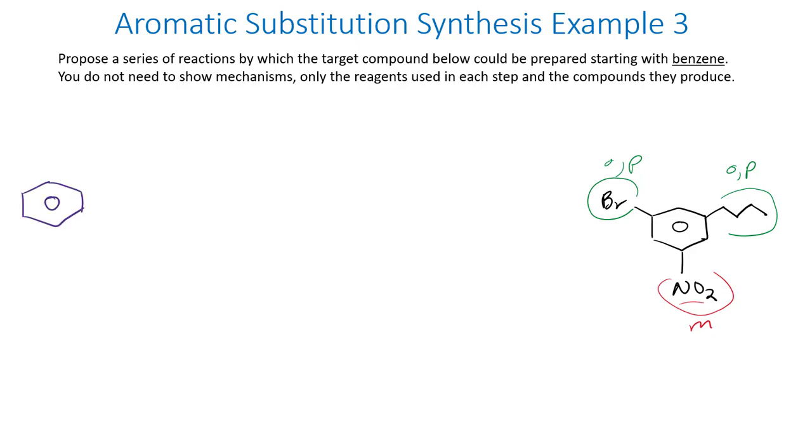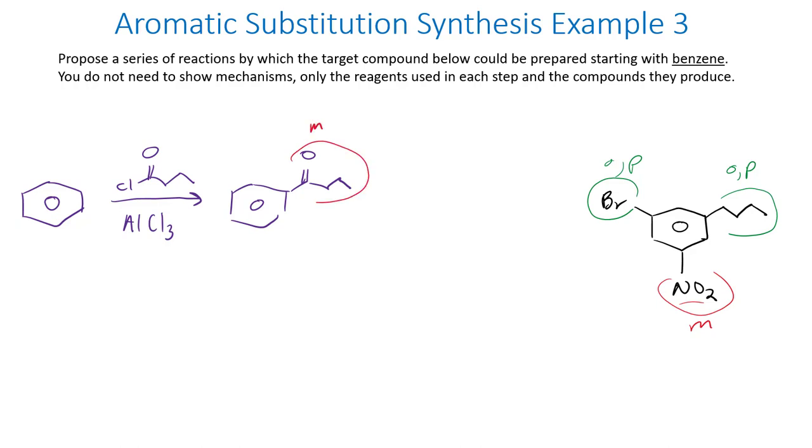So if we do that, start with benzene and add our carboxylic acid chloride with aluminum trichloride, that will give us a ketone, which gets that carbon chain on there cleanly and is also a meta director. Now that means we're encouraging the next substituent to go where the bromine is, or where we want the bromine to be, as well as where we want the nitro to be.